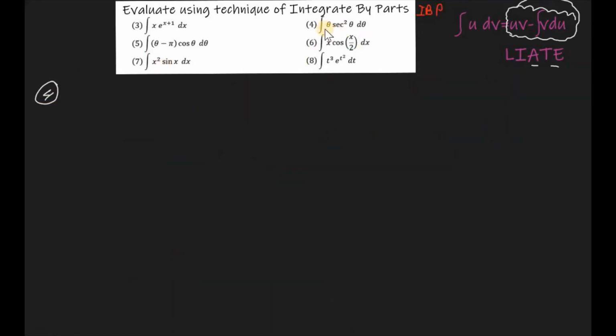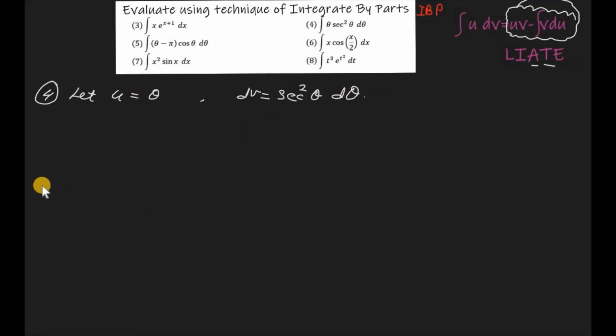Next, let's do number 4. Okay, theta being the algebra, here we have a trigo. Between algebra and trigo, the appropriate u will be the algebra. So we'll start with the u. The appropriate u is the algebra, the theta. So hence, the remaining of it, we call it as dv. dv is the secant square theta d theta. Alright, so we have to start with that.